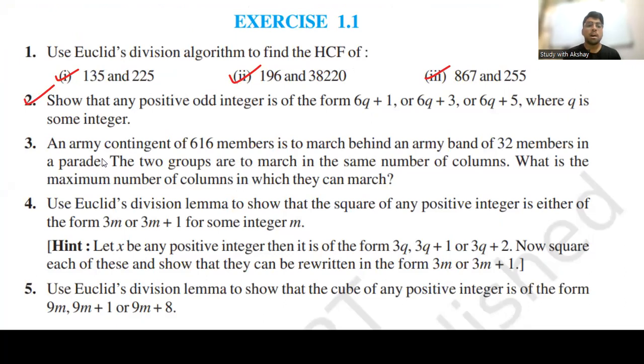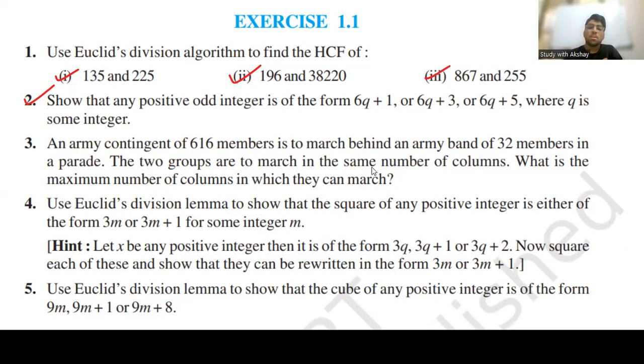Third one: an army contingent of 616 members is marching behind an army band of 32 members in a parade. The two groups are to march in the same number of columns. What is the maximum number of columns in which they can march? I've already told you how to read the word problems. First, you will read it very slowly. Second time, you will read it as a story. Third time, you will make a note of it.